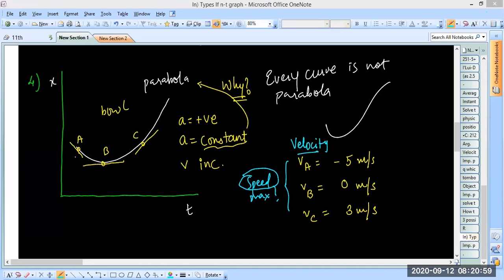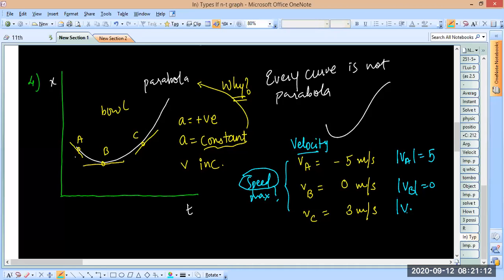Correct. Some people are still saying C. Arre bhai, arre. This has magnitude or modulus of this is 5. This is a good 0. And this is a good 3. So which is more? Obviously, this one is more, right? This one. All right. So where is the speed maximum? At A. Don't be fooled by minus. This minus is indicating direction.